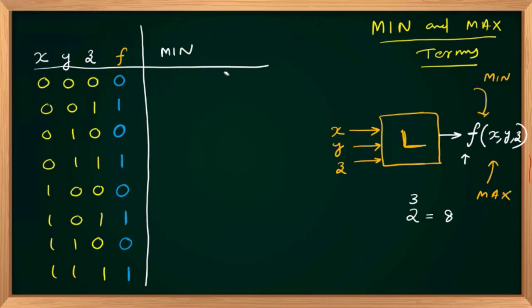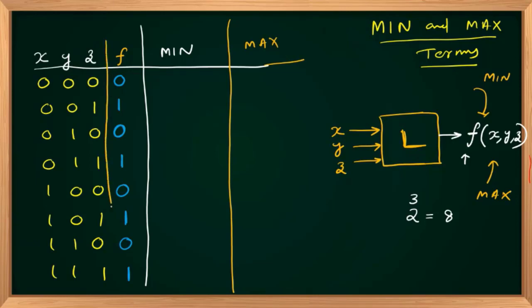So I have one column corresponding to min term, another column corresponding to, let us say, max term. Don't worry, we'll discuss what a min term and max term is. So this is my function f. Let us define min and max terms corresponding to each and every combination. Then we will express the function f using either min or max terms. So min terms are very simple.